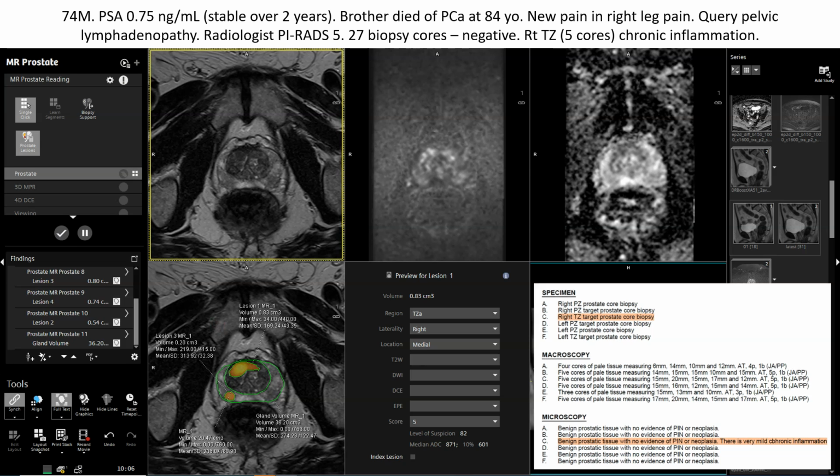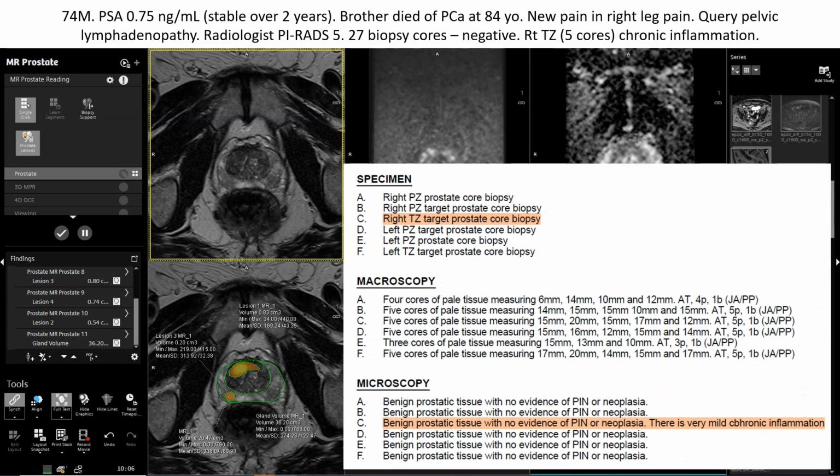However, despite the PI-RADS 5 read and the AI flag, extensive biopsy sampling of the targeted area, including 27 cores in total with 5 targeted to the right TZ, came back negative for malignancy. The pathology showed only benign prostatic tissue with very mild chronic inflammation. This serves as a reminder that even concordant high suspicion reads from both human and AI can be false positives, potentially due to factors like inflammation mimicking cancer on imaging.